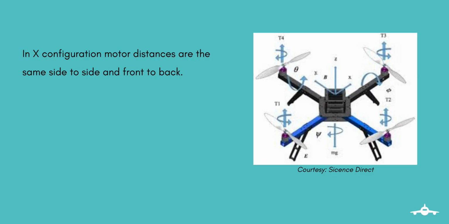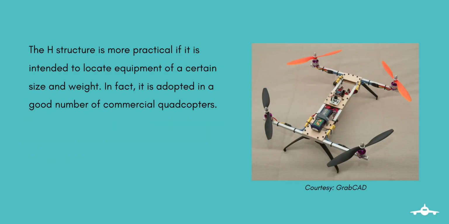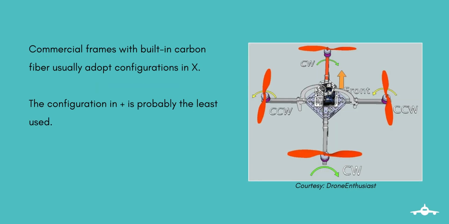In X configuration, motor distances are the same side to side and back and front. The advantages of having an X configuration are that it gives room to mount stuff, it's very agile, very balanced, has good aerodynamics, and also has better pitch stability. In general, the H structure is more practical if it is intended to locate equipment of a certain size and weight. In fact, it is adopted in a good number of commercial quadcopters. Commercial frames with built-in carbon fiber usually adopt configurations in X.